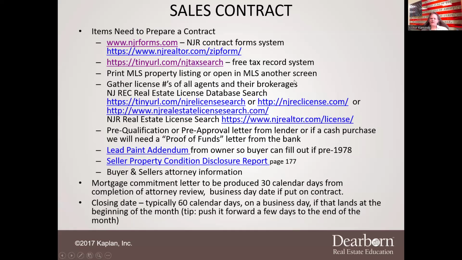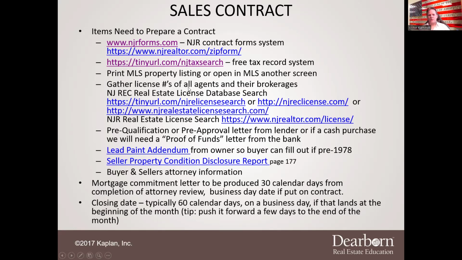And then print out a copy of the MLS printout of that listing that you want to make a contract for, or have it open in another screen so you could copy and paste information into it. Or you could pay for an upgraded service of that zip form where it'll pull the information from the MLS and the tax records for you, but then you'll have to pay money for that additional add-on services and abilities to this standard contract form system.